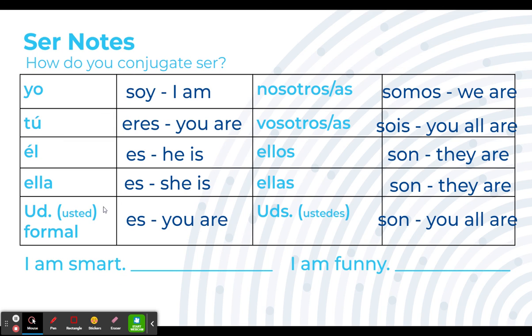We're practicing just the soy part. I am smart. Soy inteligente. Remember that since it ends in an E, it describes boys or girls. I am funny. Soy cómico if you're a boy. Soy cómica if you are a girl. Hopefully some of these are a little familiar from last year, and we will be reaffirming them again this year.